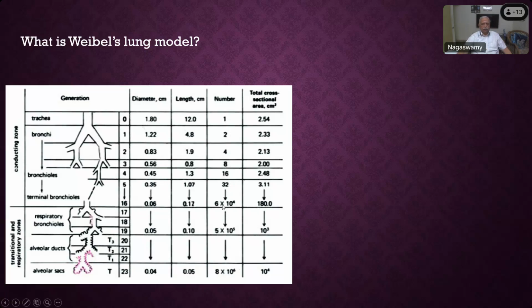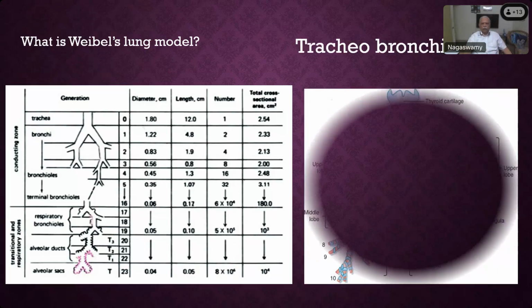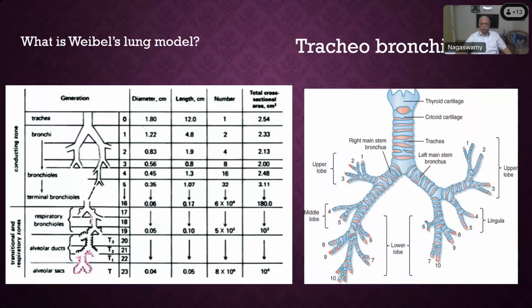Okay. So it is called the dichotomous division, which goes on to produce 8 multiplied by 10 to the power of 4, that many alveolar sacs. Okay? And the tracheobronchial tree, sometimes they may ask you all the divisions in the examination. The examiners are fond of asking how many bronchopulmonary segments are there.